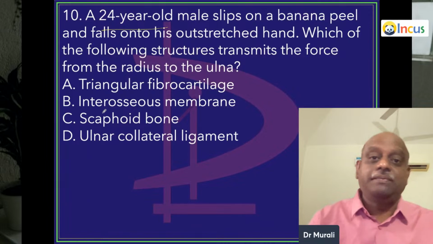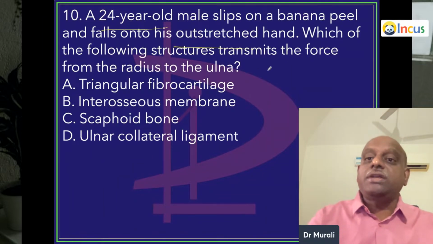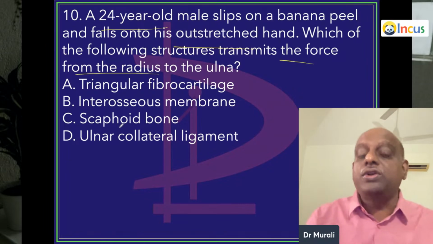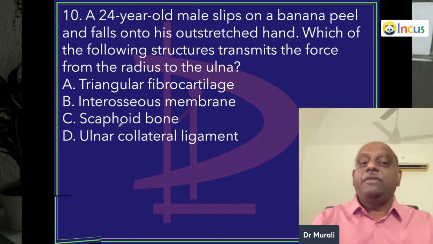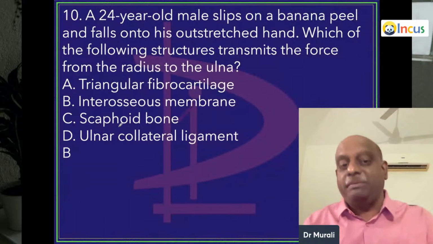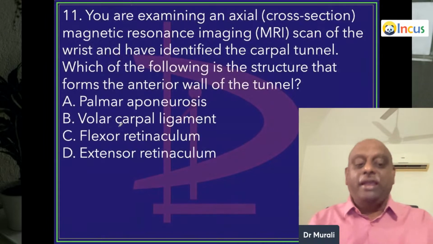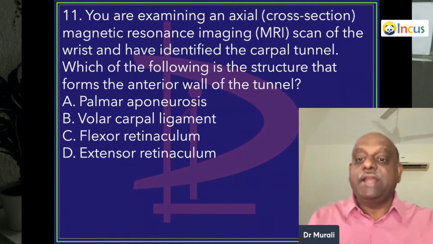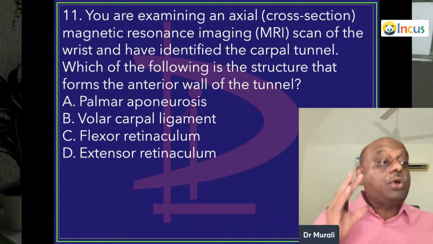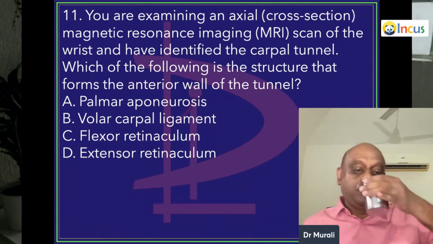A 24-year-old slips and falls on the outstretched hand. Which structure transmits the force from radius to ulna? Between the radius and ulna, there is an interosseous membrane, which is the one which transmits the pressure, is what you need to understand.